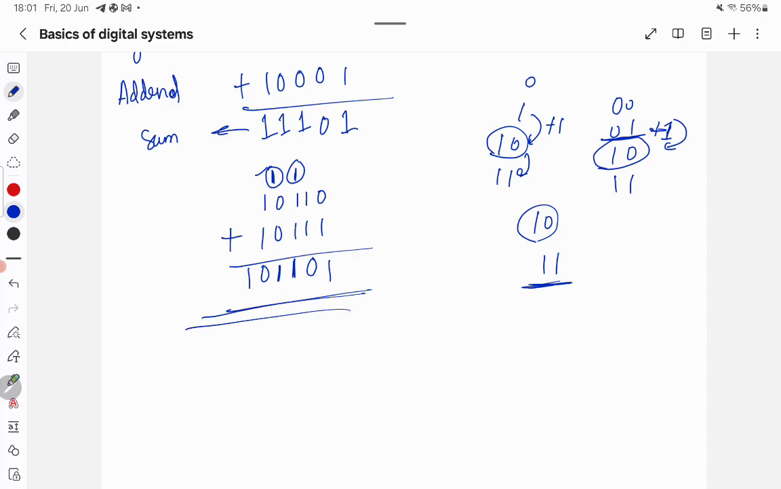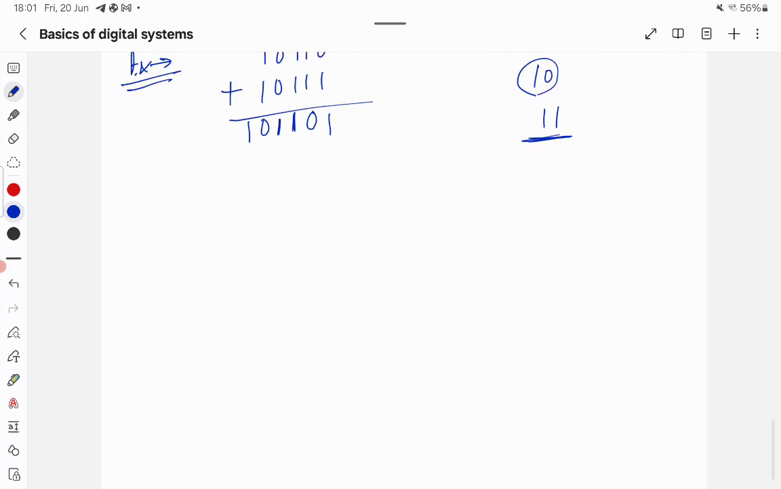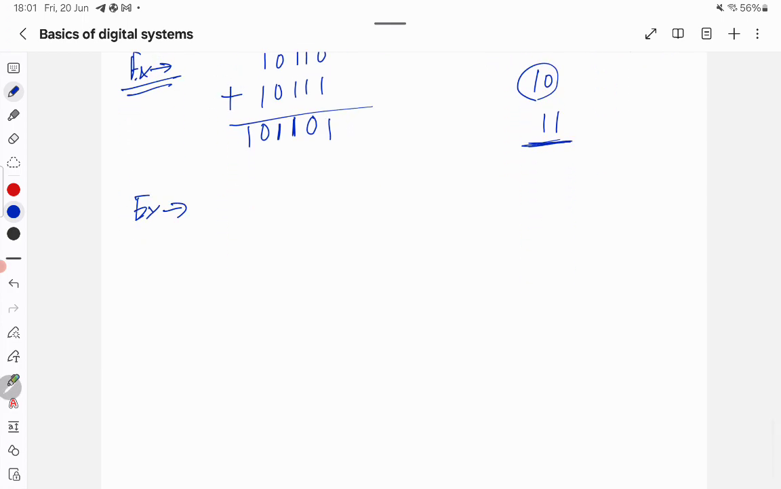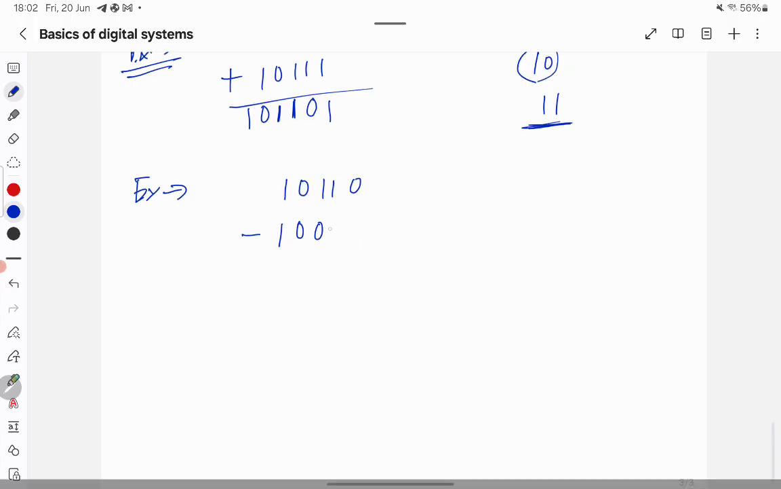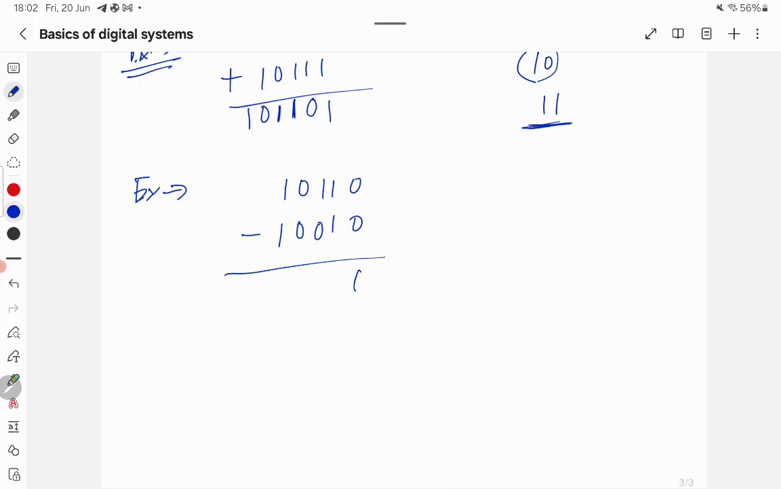This is the way of how we will add things in binary addition. If you look, these are very basic things. So if you look at subtraction, let's say 1 0 1 1 0 is there, and you have to subtract 1 0 0 1 0. So 0 minus 0 is 0, 1 minus 1 is 0, because 1 minus 0 is 1, then this is 0, and 1 minus 1 is 0. This is the binary representation.